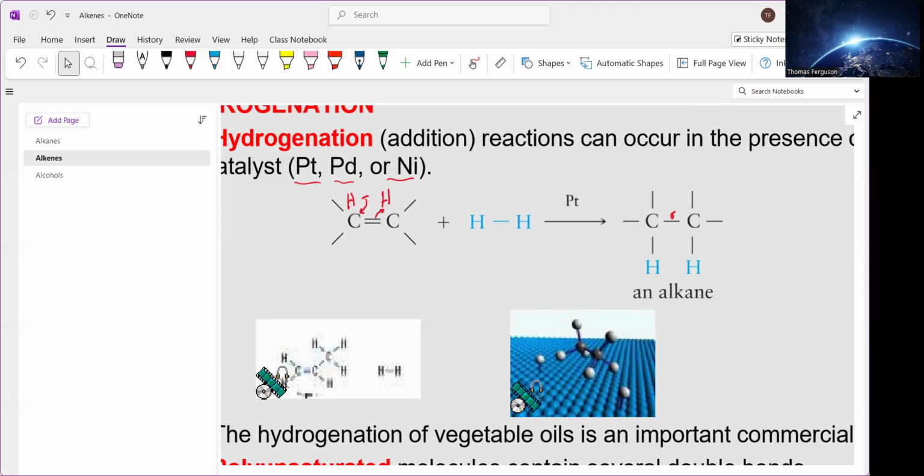Now this simple reaction is how Crisco shortening is made. Who knows what Crisco shortening is? Anyone? I just know it's used for like baking. And what is it a substitute for? Oil, butter, lard, right?